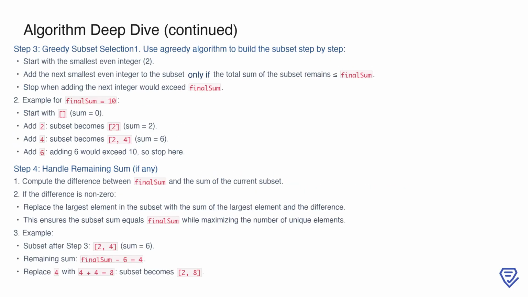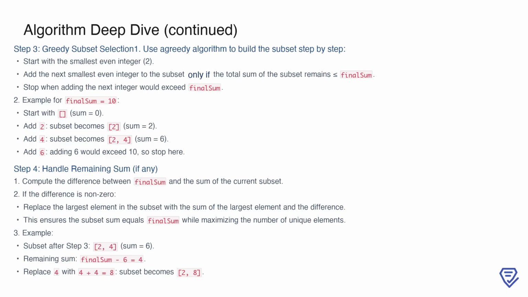Once we have our sequence of even numbers, we use a greedy algorithm to build the subset step by step. We start with the smallest even integer, which is 2, and add it to the subset. Then, we continue adding the next smallest even number, but only if the total sum of the subset does not exceed final sum. If adding the next integer would exceed final sum, we stop adding further numbers. For example, if final sum is 10, we begin with an empty subset and add 2, resulting in the subset {2}, with a sum of 2. Next, we add 4, making the subset {2, 4}, with a sum of 6. Adding 6 would exceed 10, so we stop at this point.